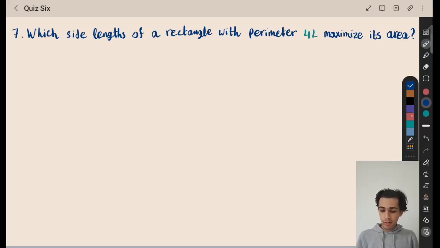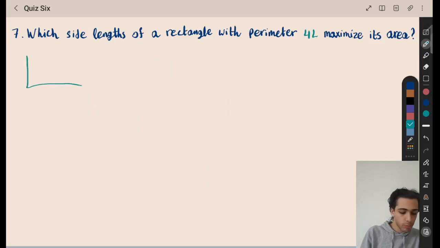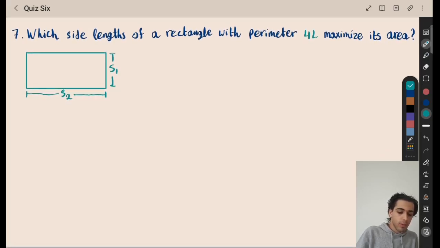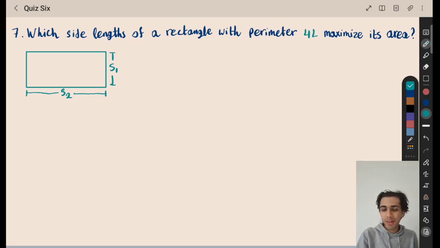This is one of the most classic optimization problems. Usually when you start doing optimization, you start with this type of problem. So which pair of sides maximize the area of the rectangle? You might already know the answer. It's another shape, which I will not say what it is right now.